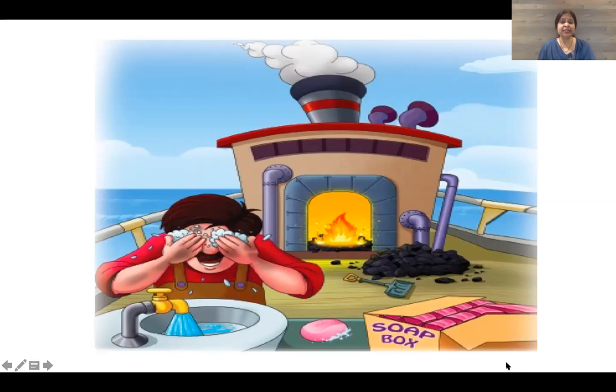And what did the boat need? Superb, coal. And what did Rote wash his face with? Superb. Thumbs up to all of you. Soap. That's right. So children, now let's see the pictures which has O sound. Soap, foam, coal. Okay, so we have three pictures: coal, soap, and foam.